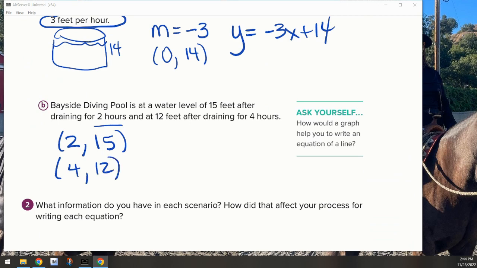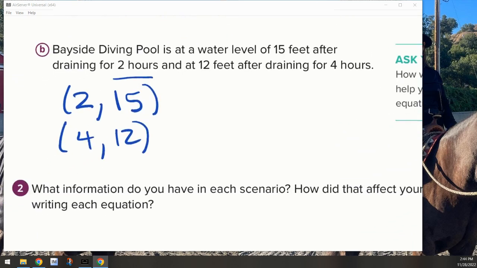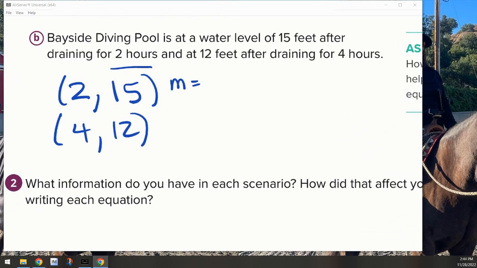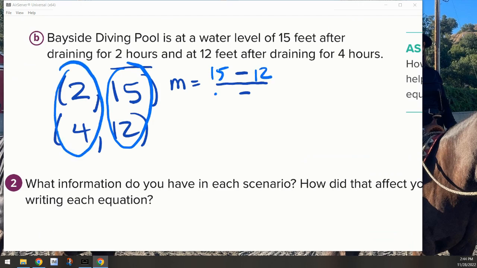Okay, so that means I have to find my slope first of all. So let's find our slope. So we remember it's automatically subtraction. So I'm going to change the color just so that we can see this. I'm going to subtract these two numbers right here. So 15 minus 12. Then I'm going to subtract these two right here. I did 15 first, so 2 has to come first here. So my slope is 3 over -2. Okay, so -1.5 or -3 over 2.